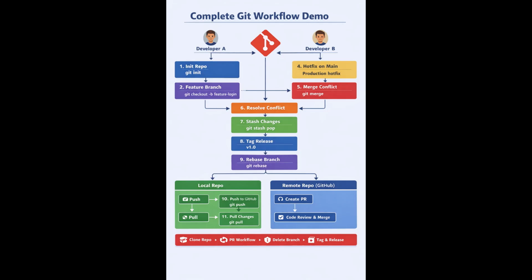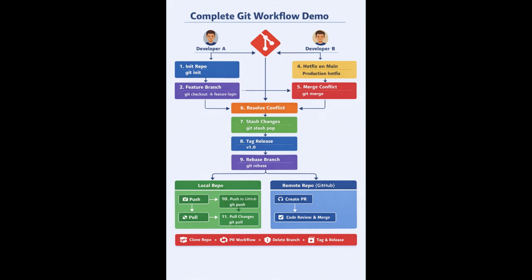Okay, so let's start our end-to-end demo now. In this demo, we'll try to simulate a real team workflow. Developer A will create some feature branch. Developer B will create some conflicting changes. We will see some merge conflict. We will do some stash usage.